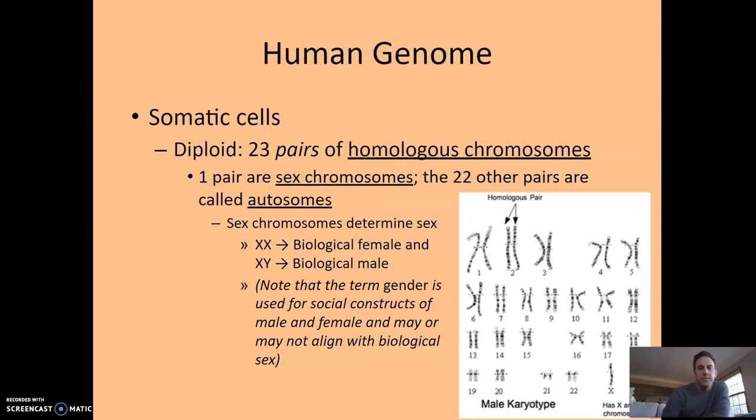Just a little side note: we use the term sex in biology. Gender is more used for social constructs of male and female and may or may not align with biological sex. So if we're talking XX, we would say the sex is female, but gender may or may not be, depending on how that person identifies.